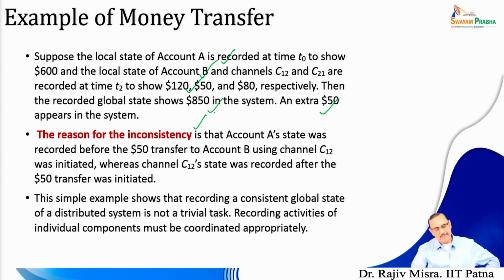So, the reason for inconsistency is that account A's state was recorded before the $50 transfer to account B using the channel C12 was initiated, whereas the channel C12's state was recorded after the $50 transfer was initiated. This example shows that recording a global state of a distributed system is not a trivial task. Recording activities of the individual components must coordinate appropriately.